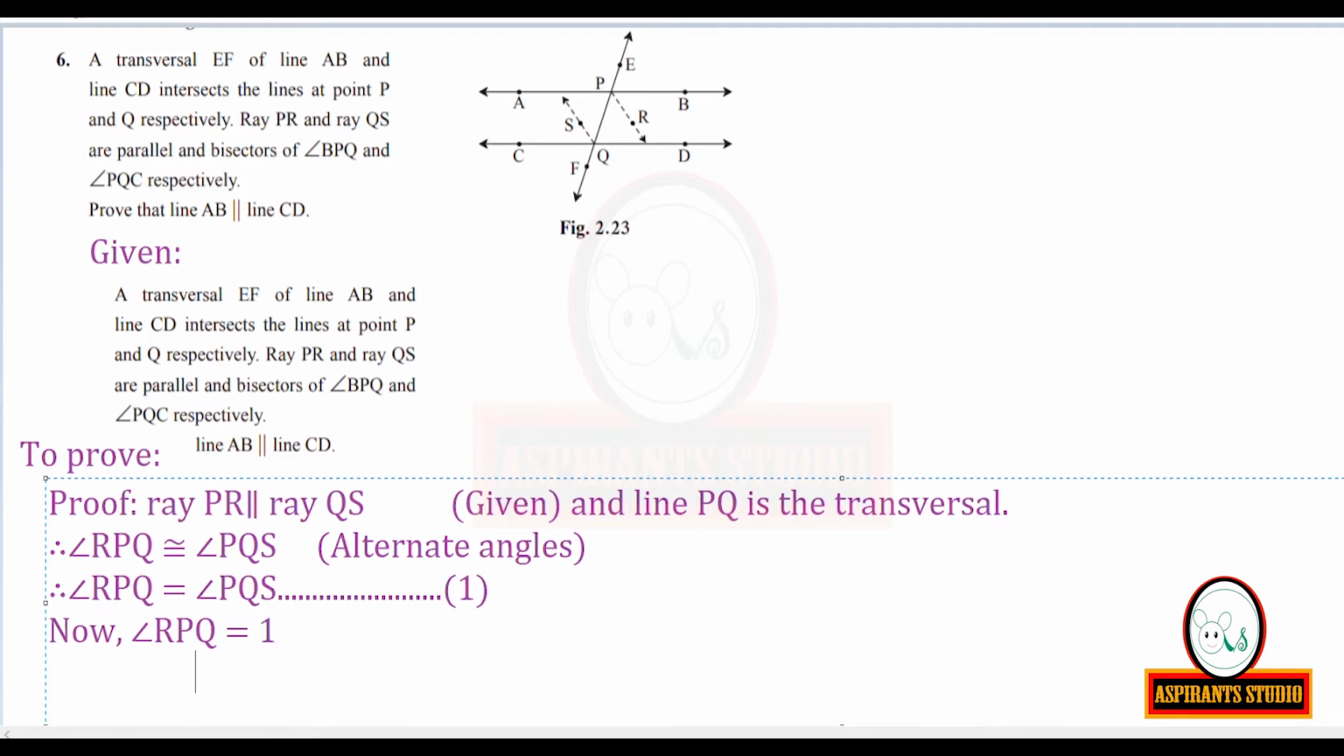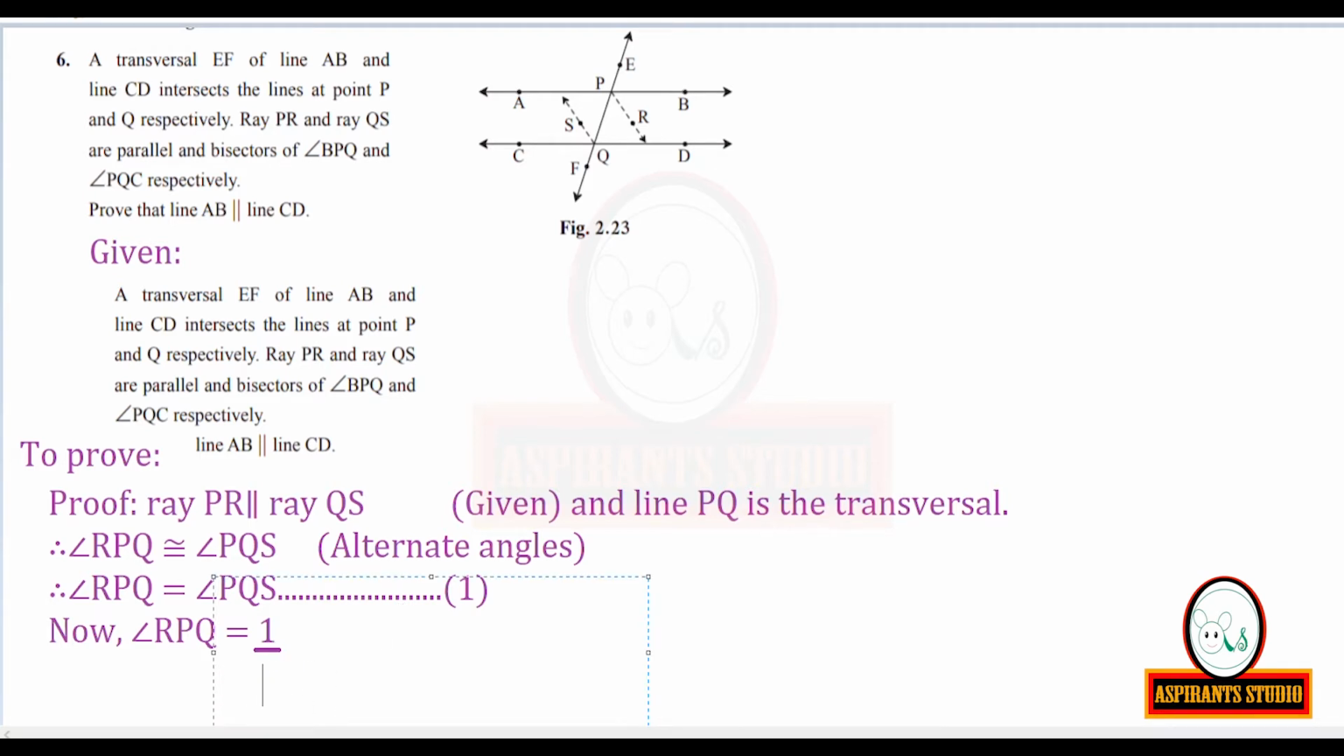Then see, alternate angles RPQ and PQS are alternate angles. So they are congruent. So measure of angle RPQ is equal to measure of angle PQS. Take it to be first equation. Now let us discuss about angle RPQ and angle PQS.